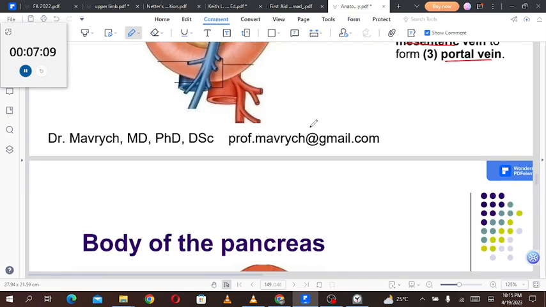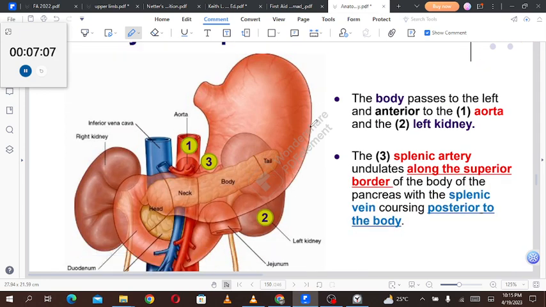Okay. Then we'll talk about the body of pancreas. So this is head, and then we have the neck and body and tail. The significance of the body of pancreas is that the body passes to the left and anterior to the aorta and to the left kidney. So this is the right side, and now we have the left side.